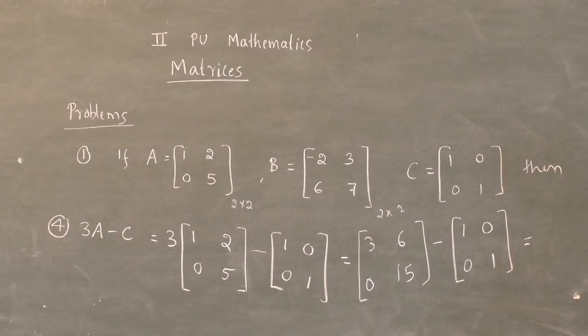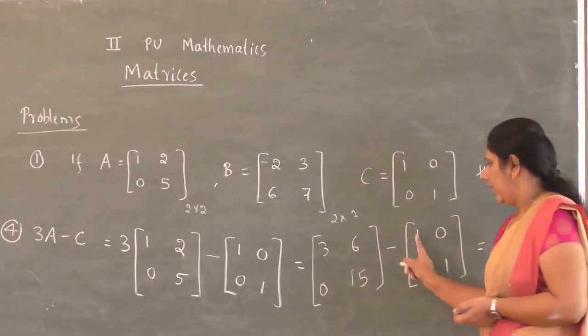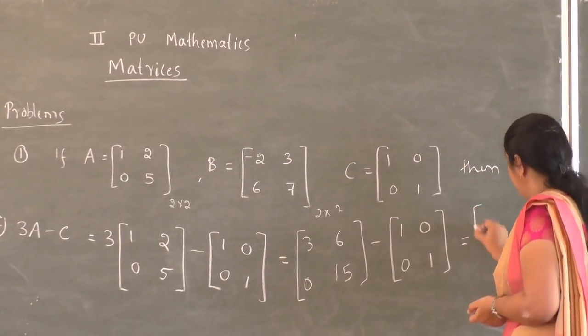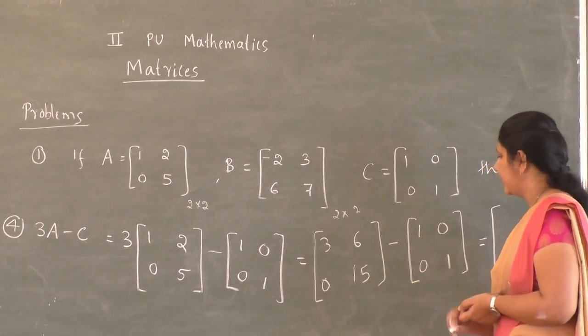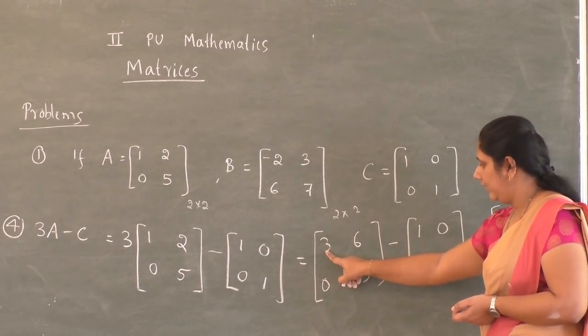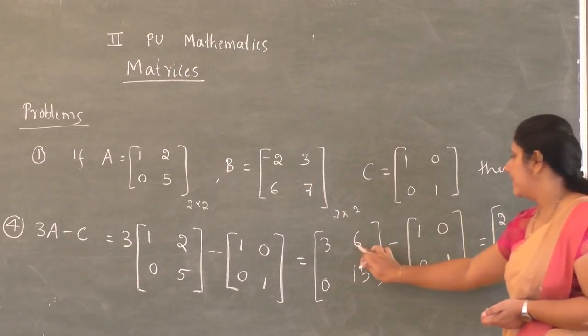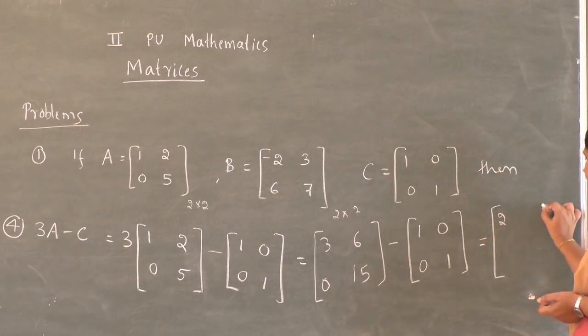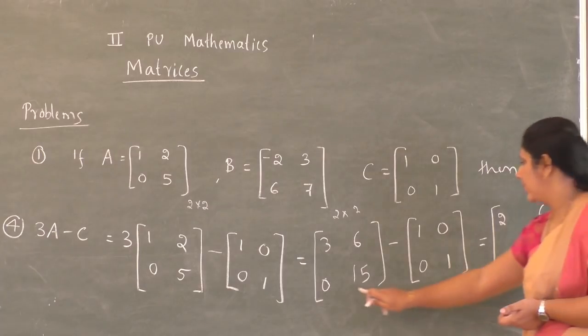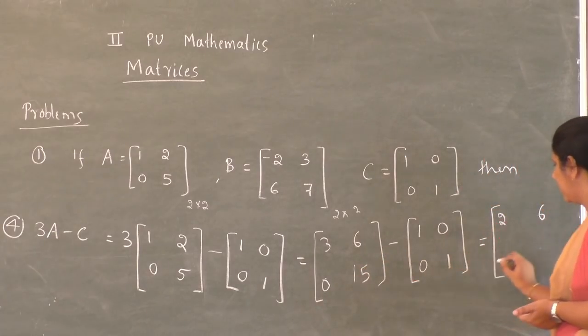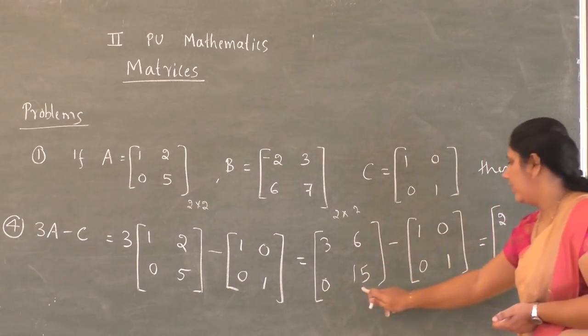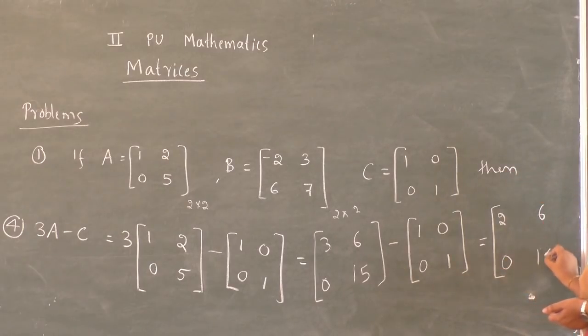Now you have to subtract the two matrices. Again you have to find the difference between the corresponding elements. So 3 minus 1, that is 2, 6 minus 0, 6, 0 minus 0, 0, and 15 minus 1, 14. So this is regarding 3A minus C.